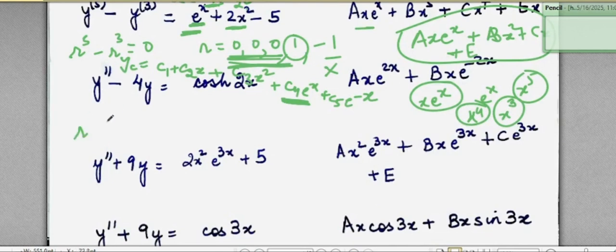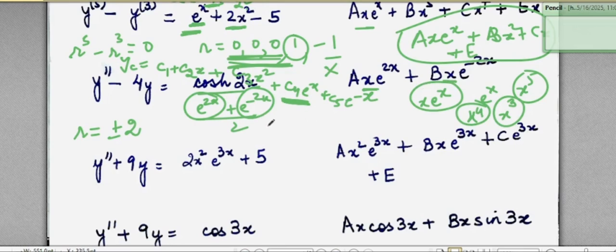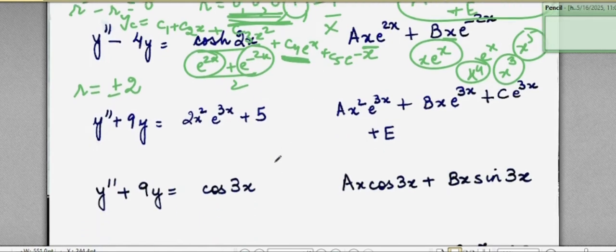Now let's look at the next problem. Here r squared minus 4, so r is plus minus 2, and cosh 2x you know is e to power 2x plus e to power minus 2x by 2. That's your right hand side. So 2 is affected. 2 affects e to power 2x with multiplicity 1. Minus 2 affects e to power minus 2x with multiplicity 1. So you multiply by x to power 1 and then take the derivatives also, but derivatives will not have anything else apart from e to power 2x and e to power minus 2x type terms which are already in yc, so you do not have to write them. So that's how you modify your trial yp's.